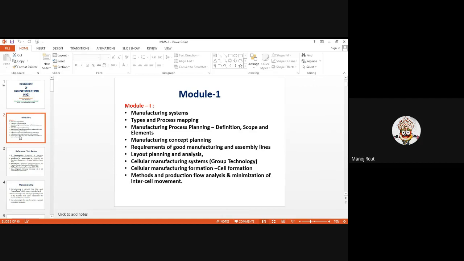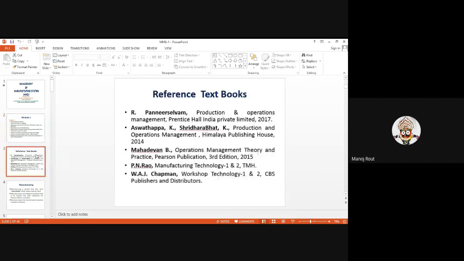These are the textbooks: R. Panneerselvam, Production and Operation Management; K. Aswathappa, Production and Operation Management; B. Mahadevan, Operations Theory and Practice; then T. N. Rao, Manufacturing Technology, volume 1 and volume 2; and the last one, W. A. J. Chapman, Workshop Technology 1 and 2, under CBS Publishers and Distributors.